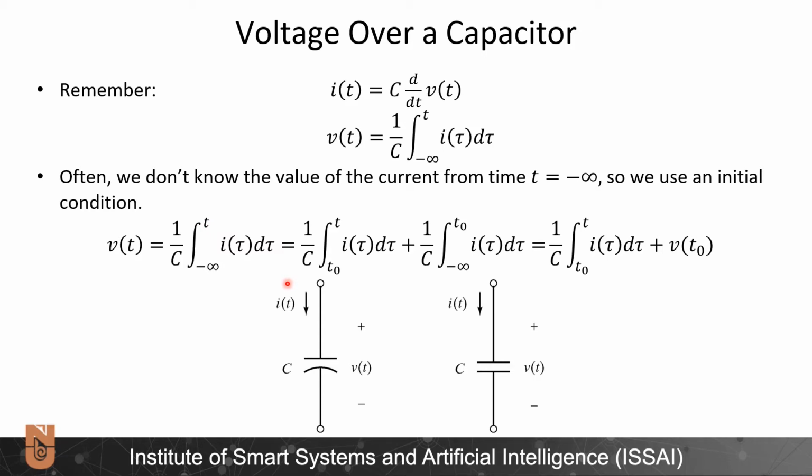However, we can divide this integral into two parts. One of them will start from t0 and will be till t. The other one will be from minus infinity till t0. And I can write for this part from minus infinity till t0 the value of the voltage at time is equal to t0, and this way I just have an integral starting from t0 going till t and an initial condition v(t0).